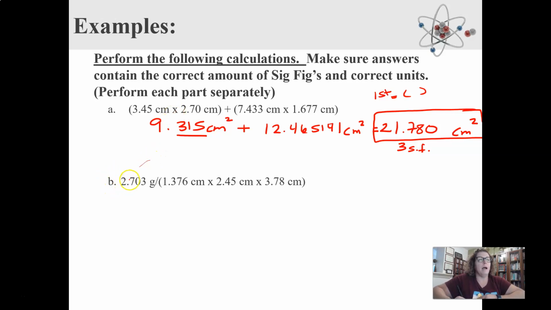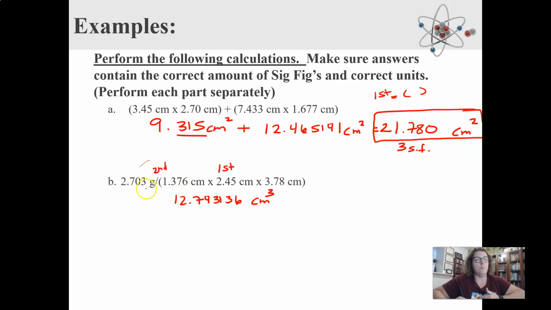Right here, part B, I am taking grams, that's what little g is, and I'm going to be dividing by all of this stuff that's in parentheses, and all of this stuff in parentheses is multiply. So I have to do this part first because it's in parentheses. So I'm going to take that 1.376 and multiply by 2.45, and then multiply by 3.78. And when I multiply all of that out, my units don't have to be the same because I'm multiplying. I will get centimeters cubed. And according to the calculator, I'm going to get that 12.743136.